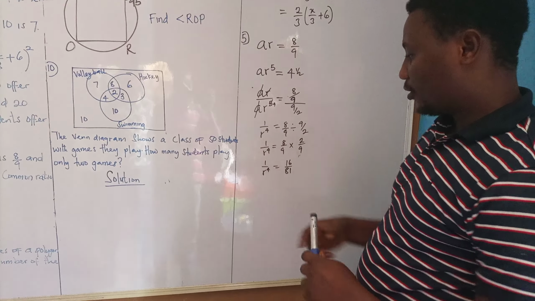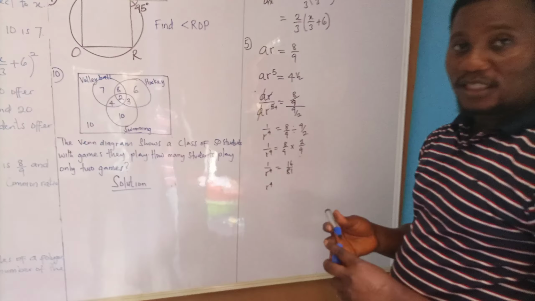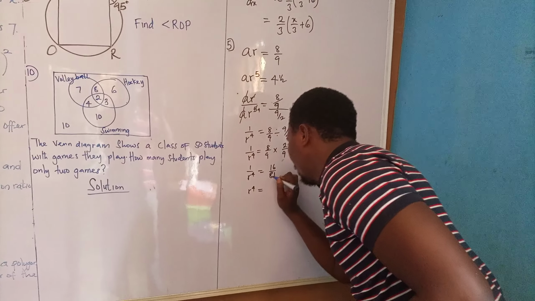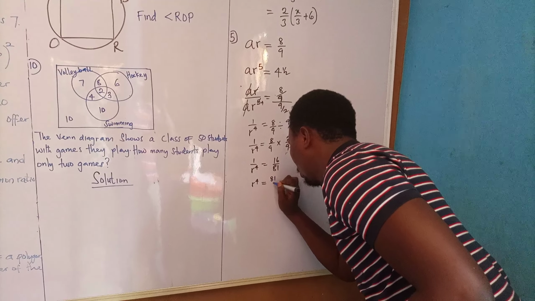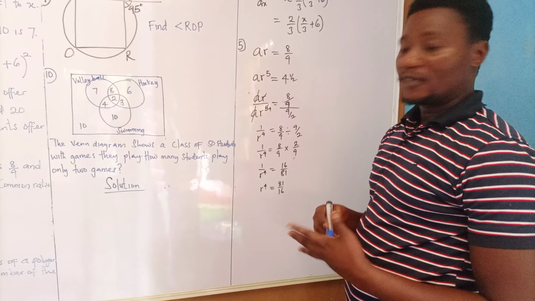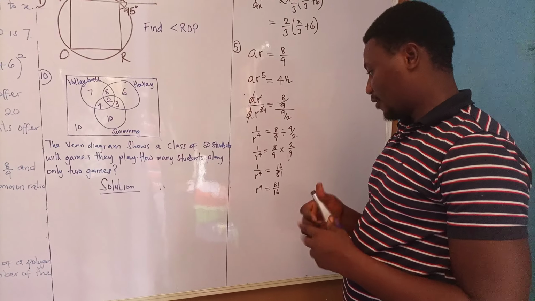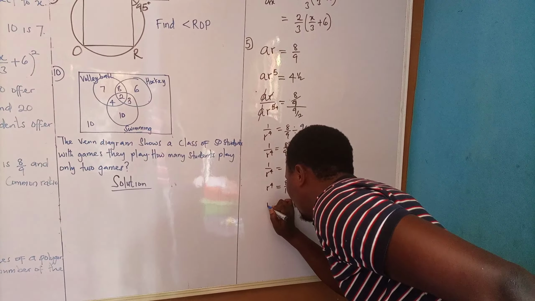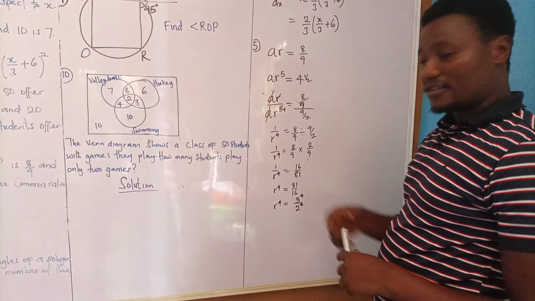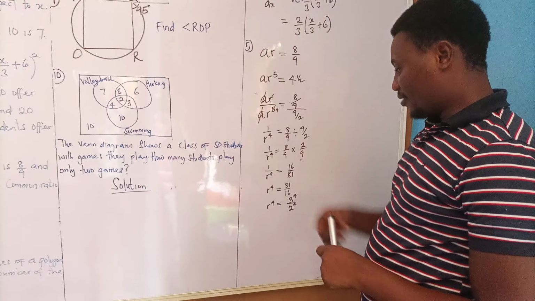Inverting this, it becomes R raised to power 4 divided by 1. That is not necessary, which is the same thing as you invert this also, over 16. Now you are looking for the fourth root of 81 and the fourth root of 16. So we are going to have r raised to power 4 be the same thing as 3 raised to power 4 and 2 raised to power 4. Am I on point? 3 raised to power 4 is 81 and 2 raised to power 4 is 16.